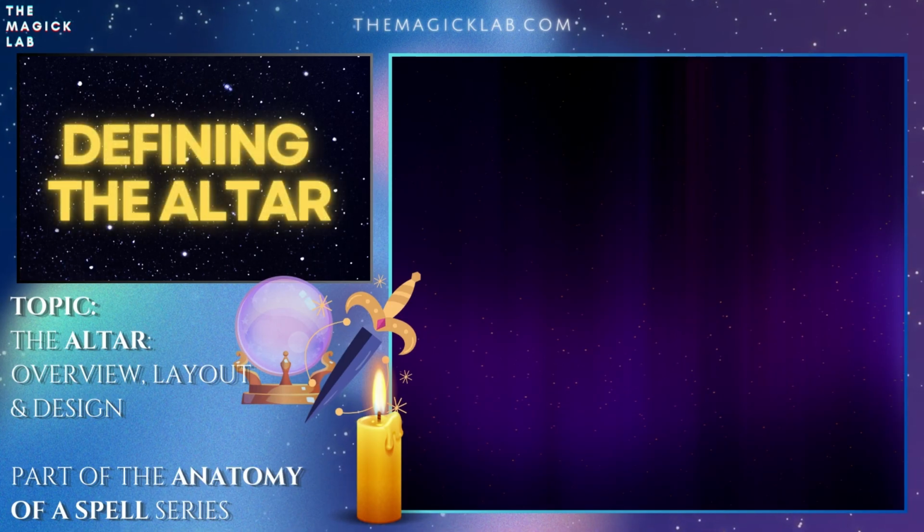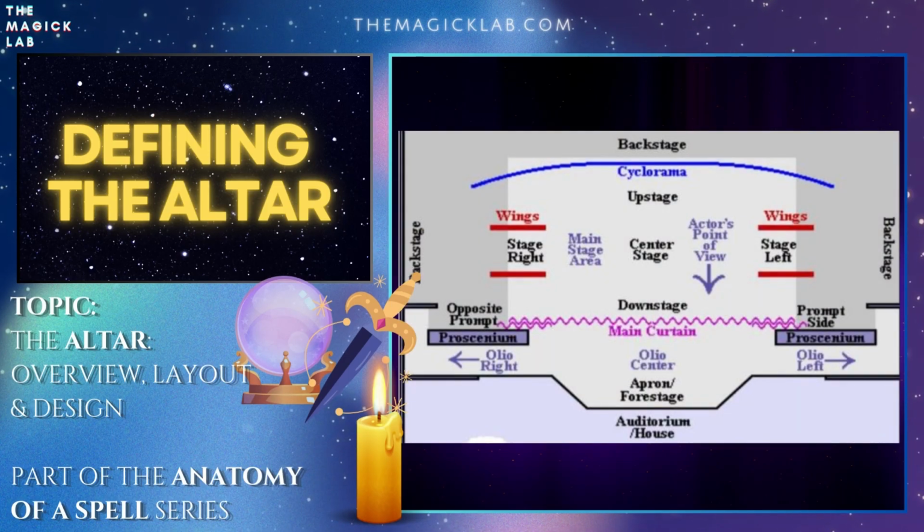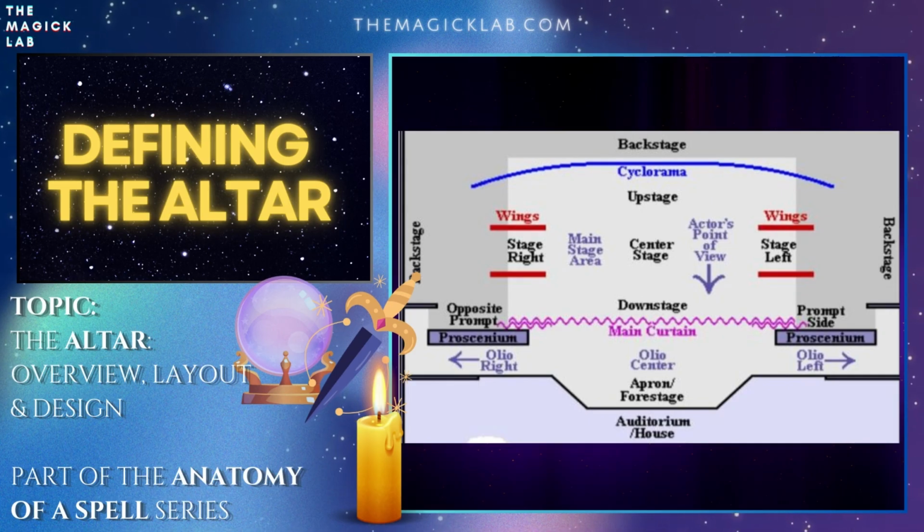So let's define what an altar is. You can think of the altar as a stage. It is the place where the work happens and where the actions are performed. Just like on a stage, nothing is accidental. Where something is placed, when it appears, and how it interacts, it all matters. The same is true of an altar.